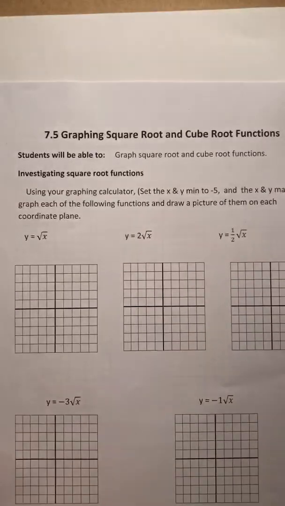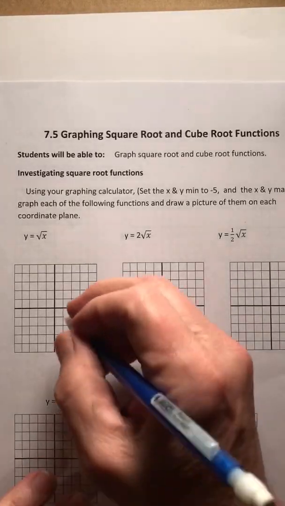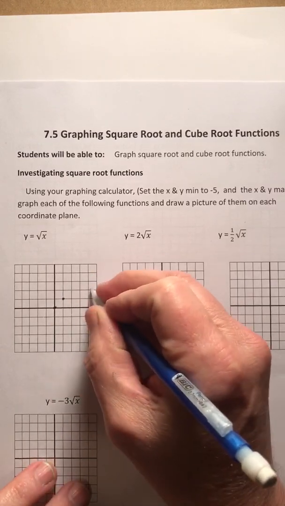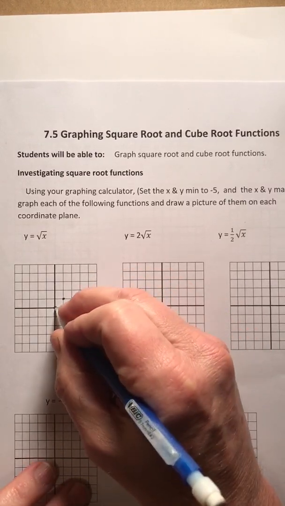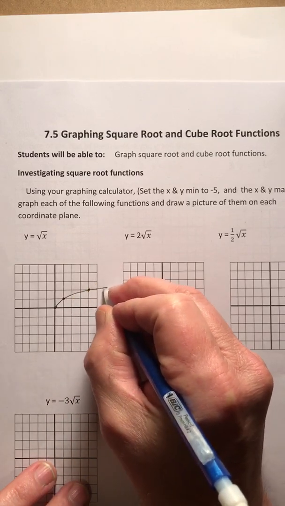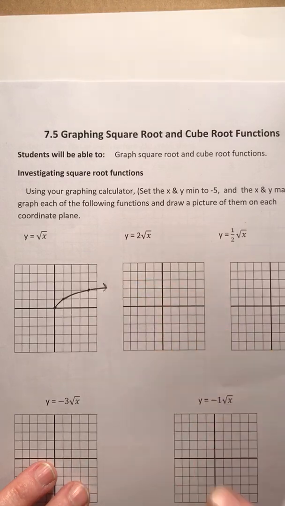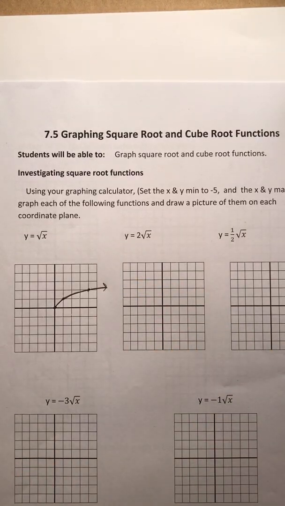All right, so it's sort of going to look like this. It starts at 0, 0, goes over to 1, 1, and then goes over to 4, 2. All right, so it goes like this. And that's what the square root looks like.